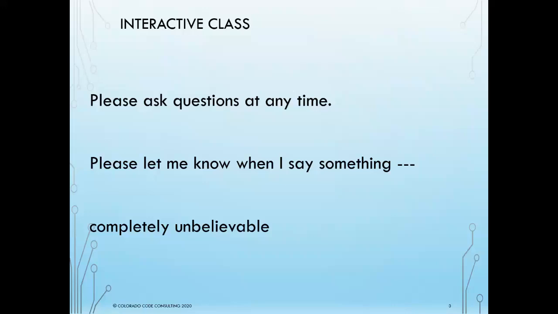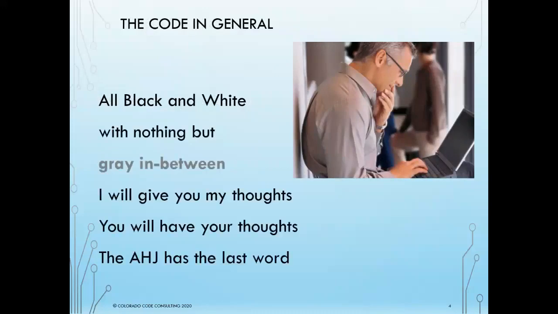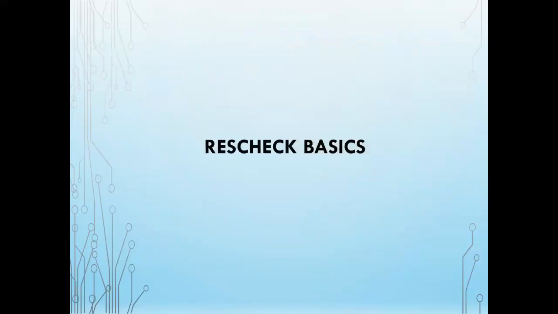Okay, so the next thing is that we all know the code's nothing but black and white. And as many of you know, I'm relatively opinionated, so don't run home and say, well, Gil said. Otherwise, it's the AHJ. Most of you know that. That's nothing critical. So ask questions, and we're going to get into a little bit of basics here.